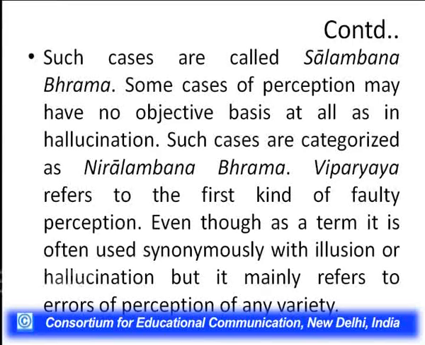But apart from that, there are some cases of perception that may have no objective basis at all, as in the cases of hallucination. Such cases are categorized as Niralamban Brahm. Vipriya refers to the first kind of faulty perception, even though as a term it is often used synonymously with illusion or hallucination, but it mainly refers to errors of perception of any variety. So there could be very broadly two main divisions of different kinds of errors, which also differentiates in a certain way between the word Brahm, and the word Vipriya, which is another word used for error.